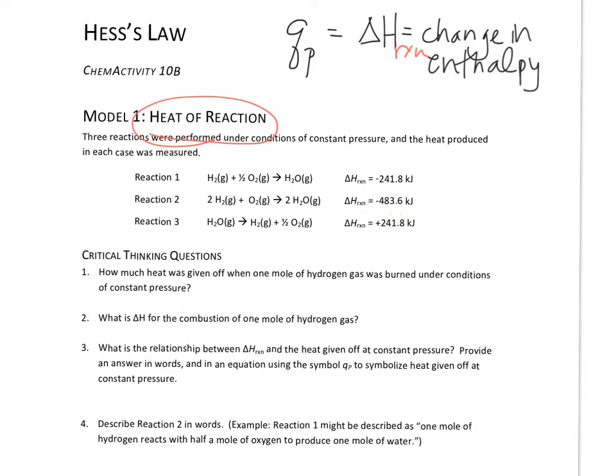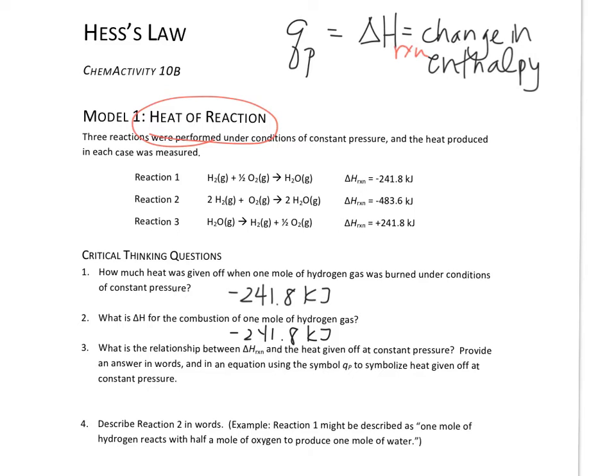Okay, so let's look at the questions. How much heat was given off when 1 mole of hydrogen gas was burned under conditions of constant pressure? Well, burning just means combustion, reacting with oxygen. So we can see 1 mole of hydrogen, when that reaction occurs, this is how much heat is produced. And again, the sign here, negative, just means that it was given off. What is the delta H for the combustion of 1 mole of hydrogen gas? That is minus 241.8 kilojoules.